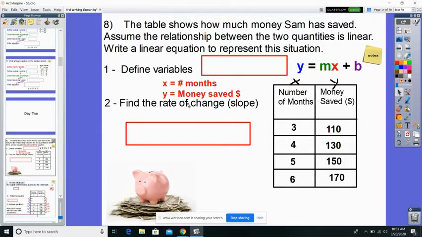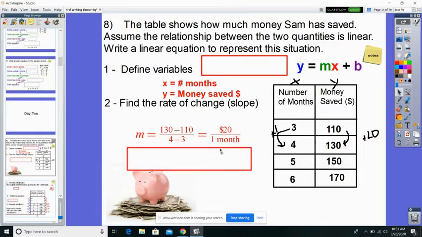The next part says to find the slope or the rate of change. That is simply our jumps. So what we need to do is figure out how much it is changing on the Y over how much it is changing on the X. So on the Y, I know from 10 to 30 is plus 20. Bear with me while I'm writing. And from 3 to 4 is plus 1. So I know my rate of change would be $20 over 1 month.